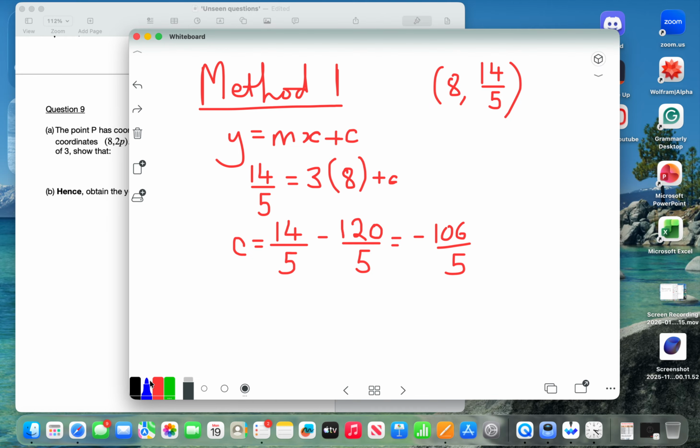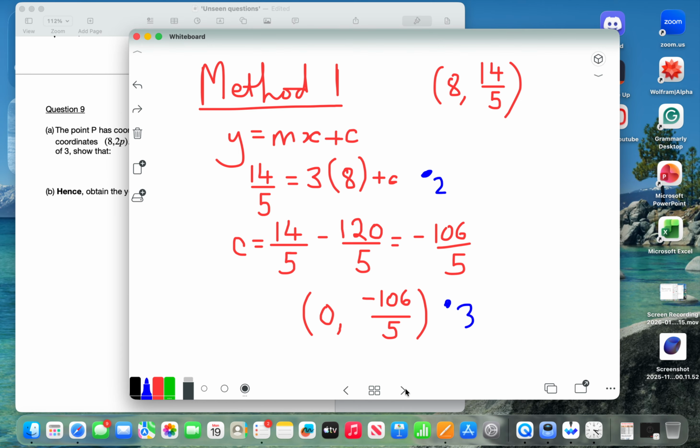I would give you the second mark for substituting into this, and the third mark would be for getting the point. The y-intercept is the point (0, minus 106 over 5). And that would be obviously mark number 3.